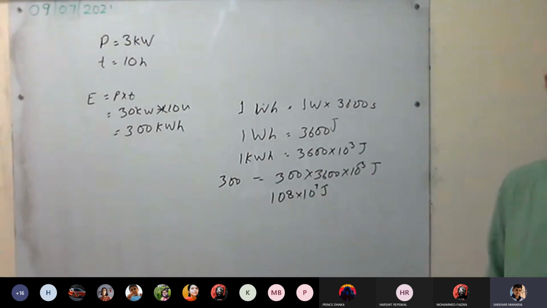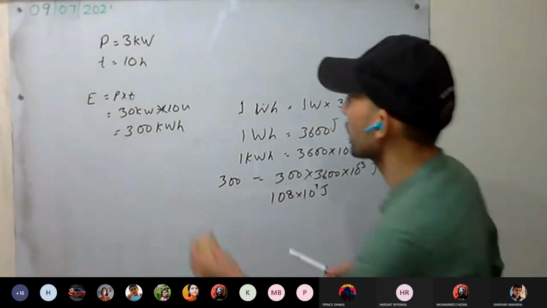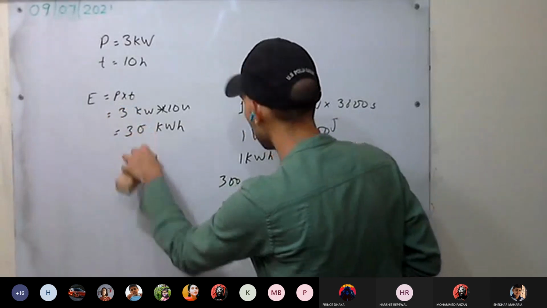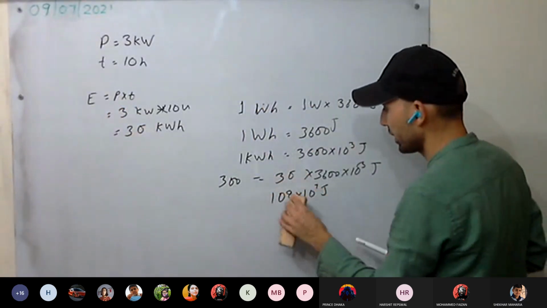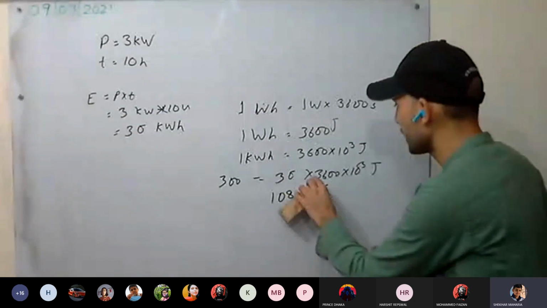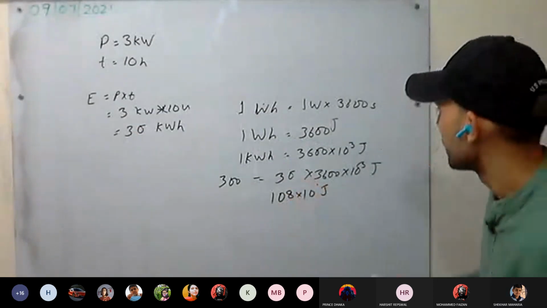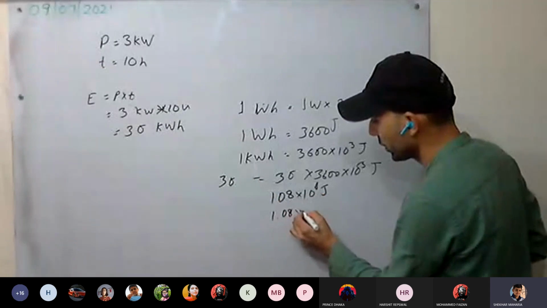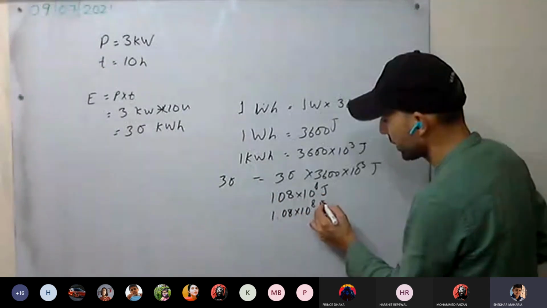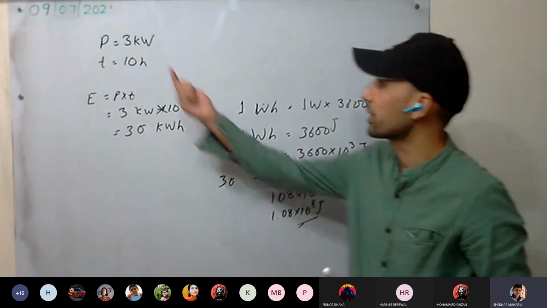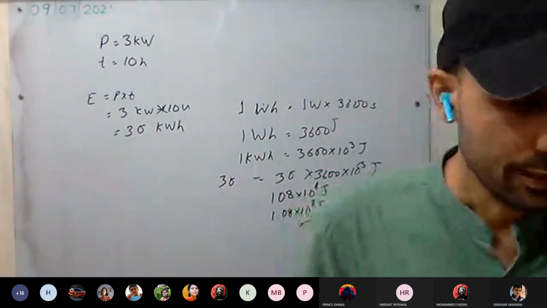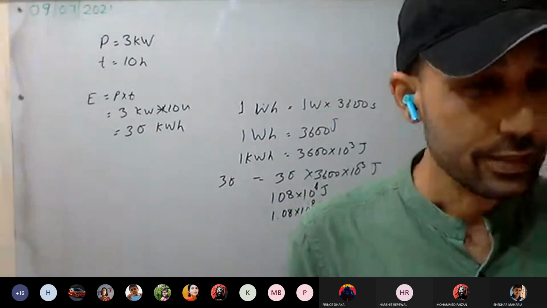It is 30 kilowatt hour. Okay, you get 10 to the power 6. So 1.08 into 10 to the power 8 joules. Okay, it was 30 only. We have done it wrong. So it is 30 kilowatt. Okay, this is clear. Okay, seventh one.